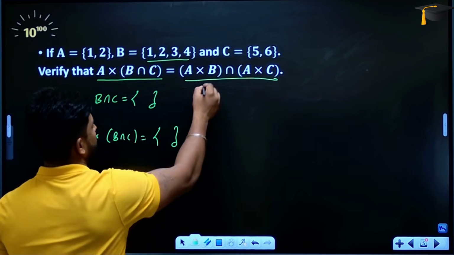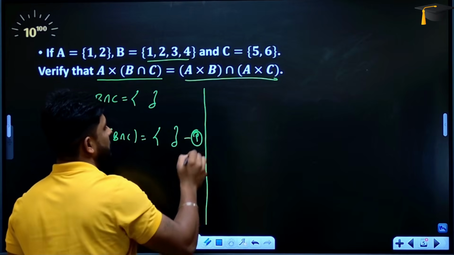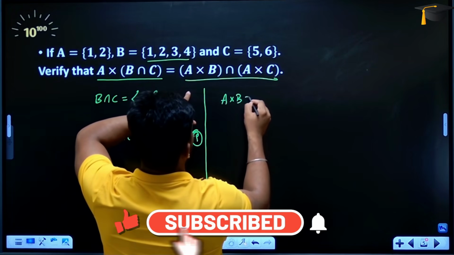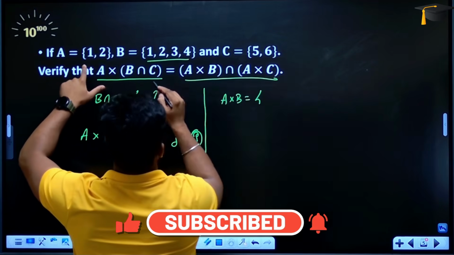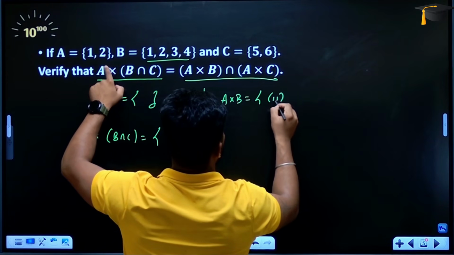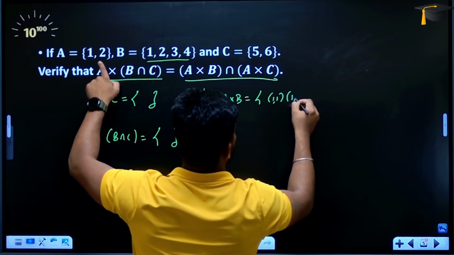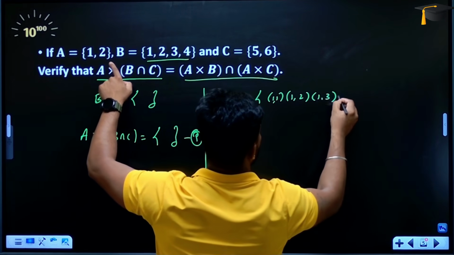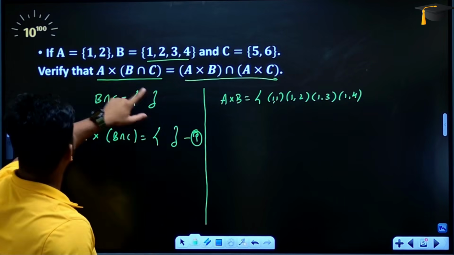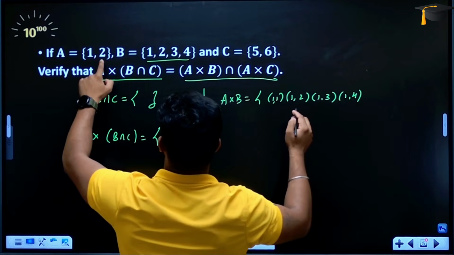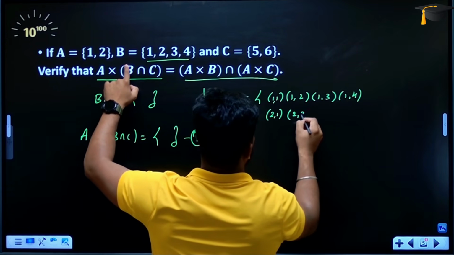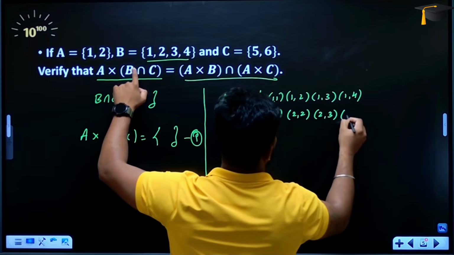Okay, so this is the first side of the sum, the LHS. Now the RHS we will do. Now A into B. A cross B is a set, you have to write it like this. So 1 with 1: 1 comma 1, next 1 comma 2, next 1 comma 3, next 1 comma 4. So with 1 everything is done. Now with the 2, it is 2 comma 1, 2 comma 2, 2 comma 3 and 2 comma 4.